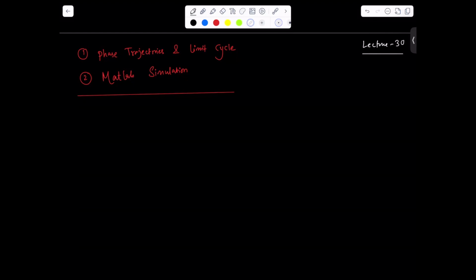Today's lecture we'll be discussing the phase trajectory of the second order system and the limit cycle, and also we'll have the MATLAB simulation of the example. This is a very important lecture. We'll come up with the concept of limit cycle. This is a very, very powerful term in nonlinear system synthesis.